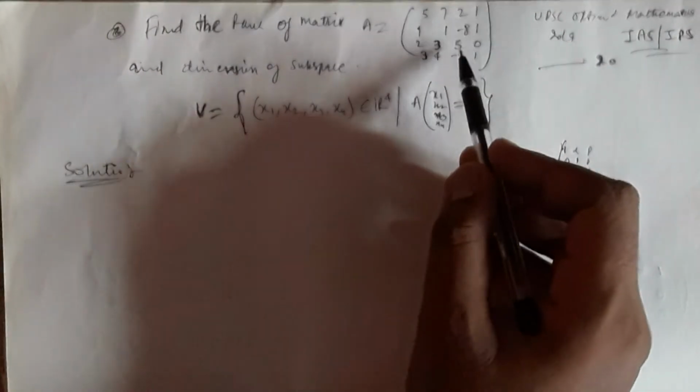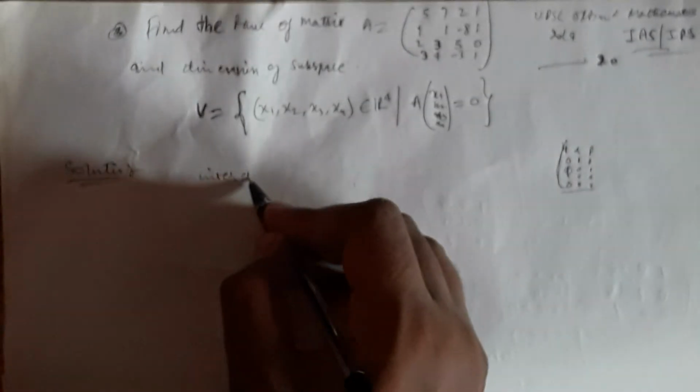So here we have to find the rank of the matrix. The first element of the first row should be 1. If that is not 1, we apply some operation to make the first element of the first row 1. Here I see that the first element of the matrix is 5, so let me interchange row 1 and row 2.